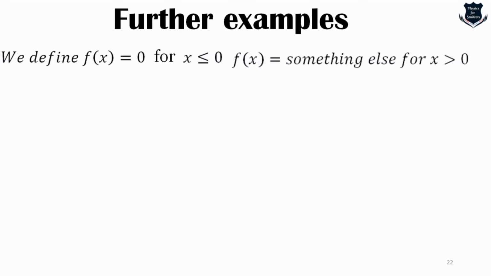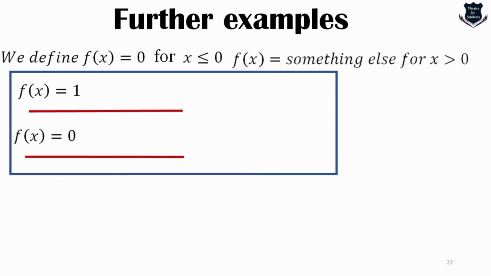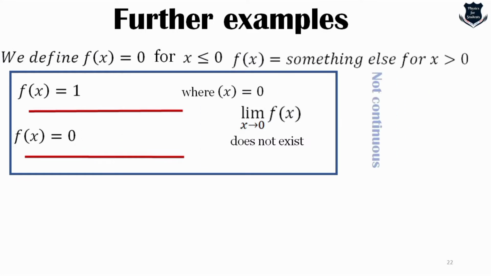So first of all, we define f of x equal to 0, what is right there on the screen. In the first example, we take the value of f of x equal to 1. So we get a kind of straight line like this. And if you take f of x equal to 0, this is also the same. So this function is continuous except where x equals 0. That means the limit, this one, doesn't exist. Right. So this is one example just to demonstrate. Okay. So this is not continuous. Yeah, obviously.